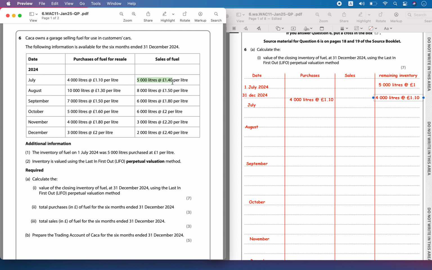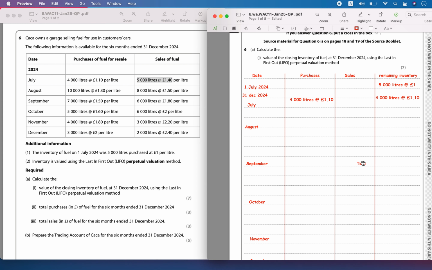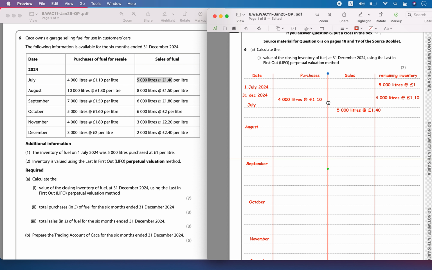And then they had to sell this much inventory, 5,000 liters at 1.40. But we have to sell at the lower of the cost price or the NRV.